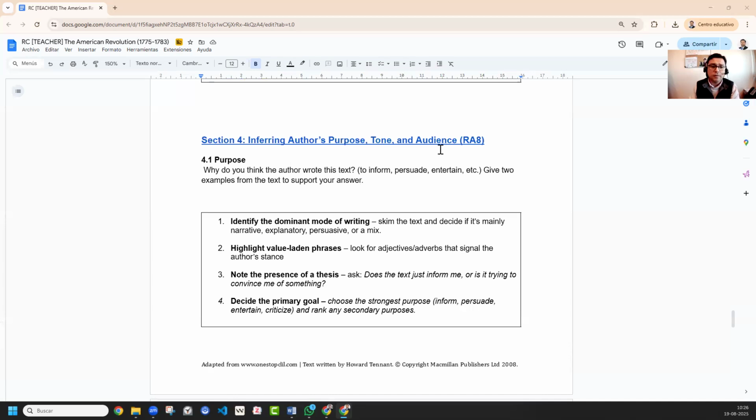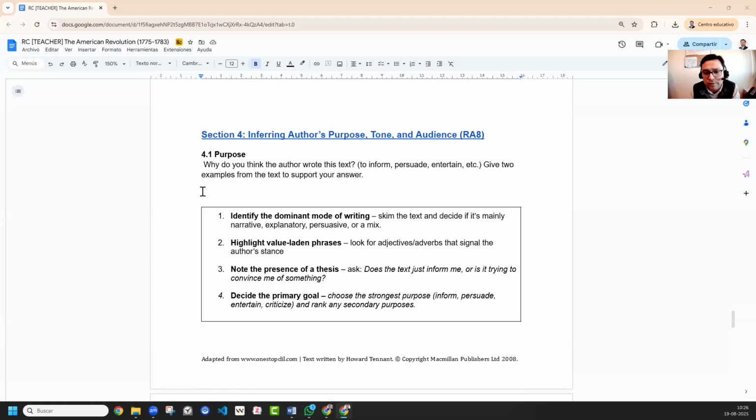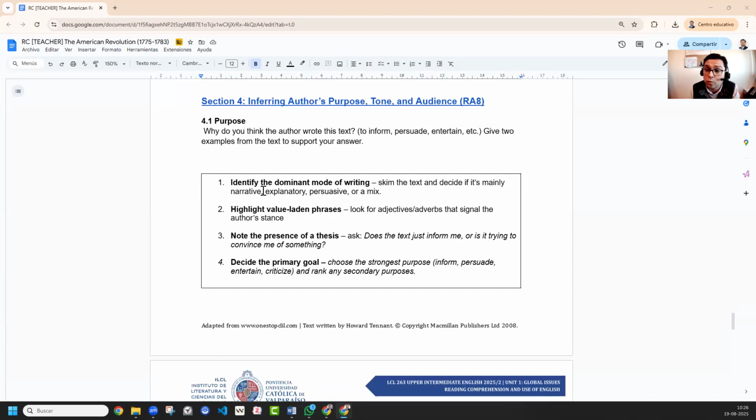Let's begin with the purpose. So the question that we have here is, why do you think the author wrote this text? To inform, persuade, entertain, etc. Give 2 examples from the text to support your answer. And then we have a box with a series of steps that we're going to follow.